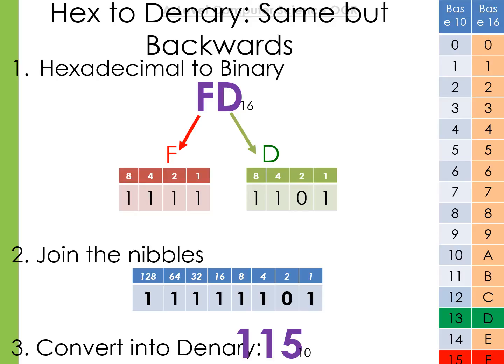Now, sometimes we'd need to work backwards. First of all, what we do is we write out the hexadecimal. Do exactly the same but backwards, so we split it into two nibbles, F and D, join the nibbles together and then convert it to denary.